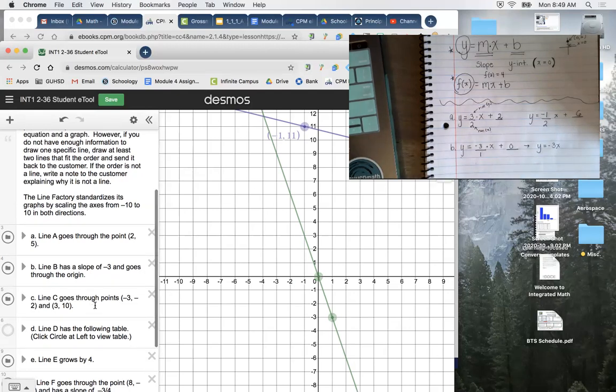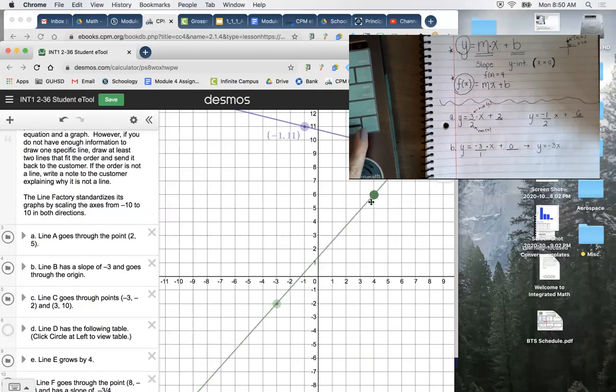So it says here that for the next line, we're looking at line C. So I'll go with green again for a minute. And line C goes through the point -3, -2. So let's do that. -3, -1, 2, down there, -3, -2. And it goes through the point 3, 10. Okay, so let's move this one up to 1, 2, 3, and then all the way up to 10.